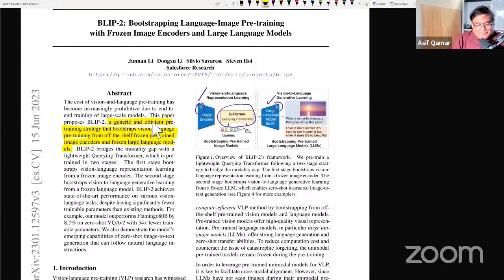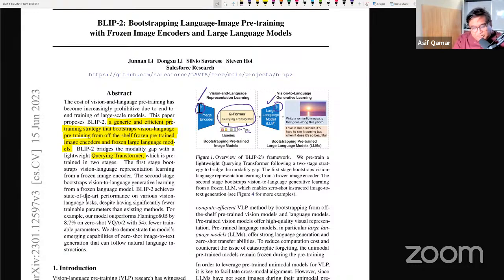Right? BLIP-2 bridges the modality gap with a lightweight querying transformer, which is the new word they cook up, and which is pre-trained in two stages. The first stage bootstraps vision-language representation learning from the image encoder. So the image encoder will produce something. The second stage bootstraps vision-to-language generative learning from a frozen language model. This, again, the picture says it all.